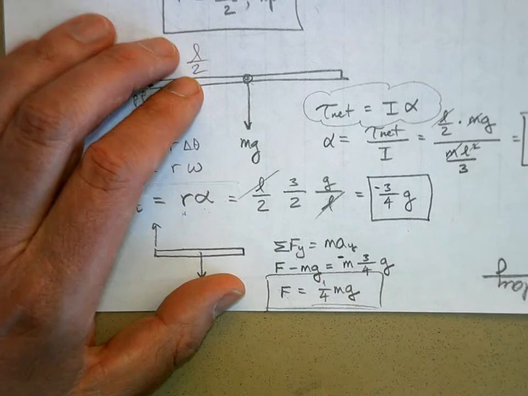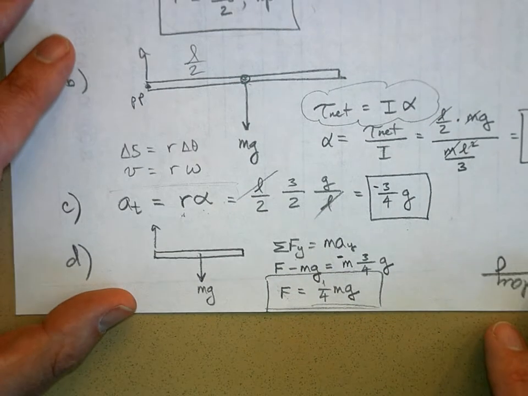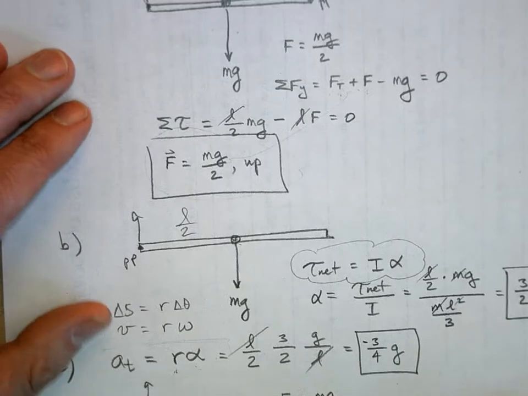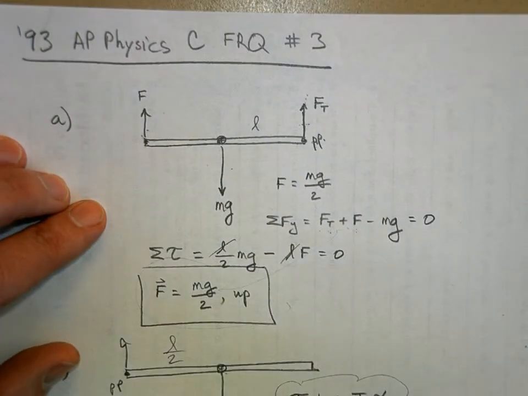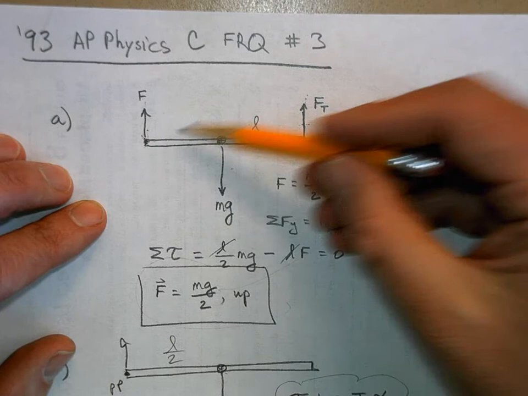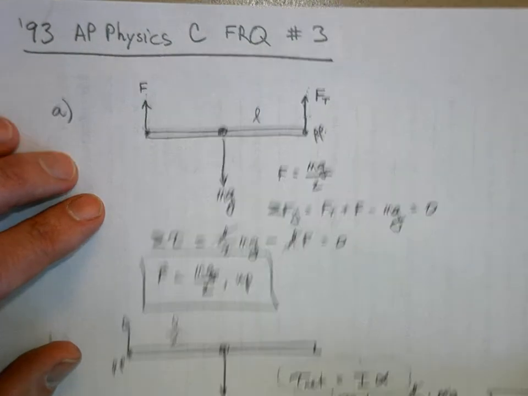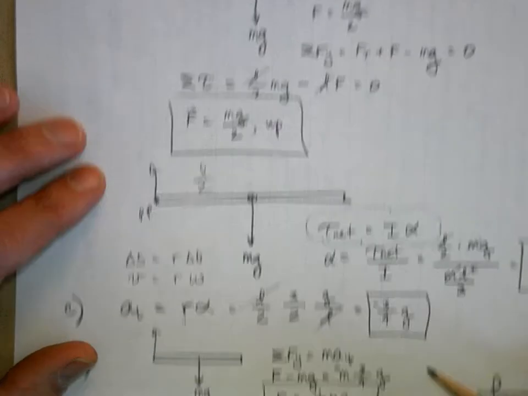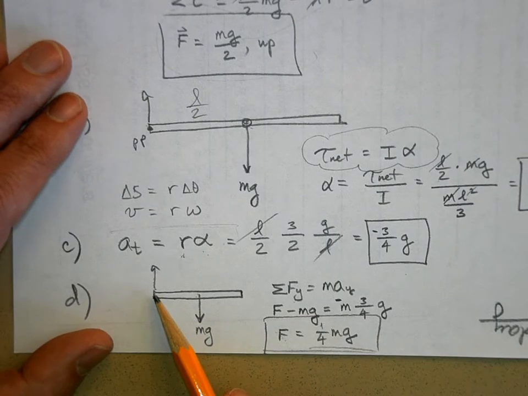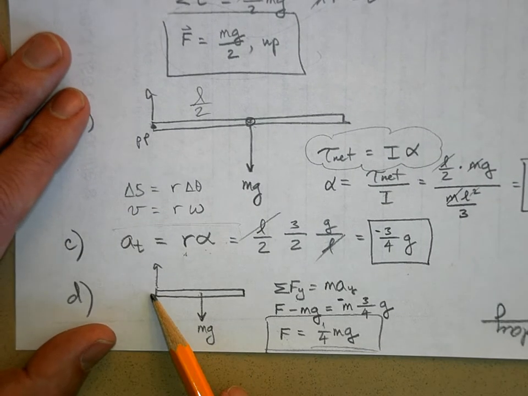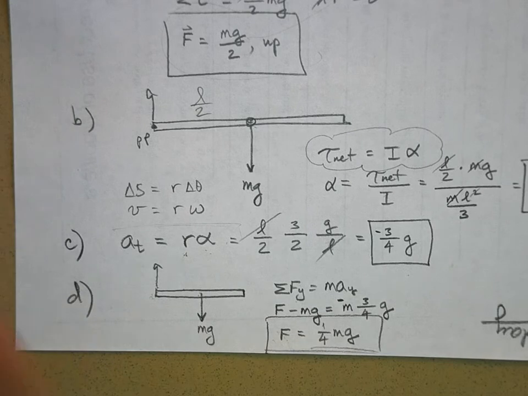So this is kind of an interesting result. When you were up here with part A, this force was half the weight. But as soon as you cut the string, the force that the axis exerts, at least at that instant that you cut the string, is 1/4 the weight. And so there you go.